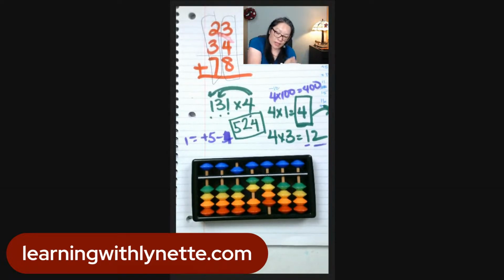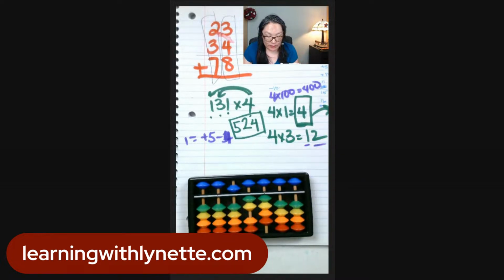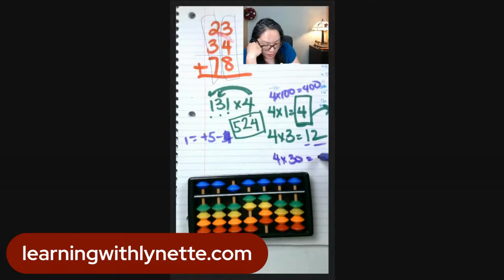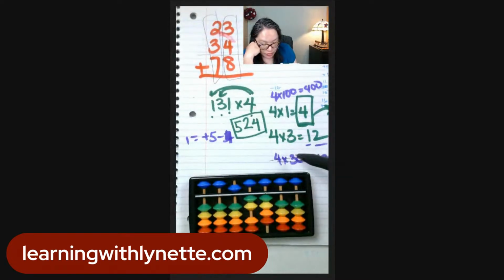It gets interesting how the abacus was able to break it up into smaller chunks. But I do like it because now instead of saying 4 times 30, which would equal 120, we don't need to keep track of that. Why? Because the abacus does it for me, so I don't need to do 30. I just need to do 3.